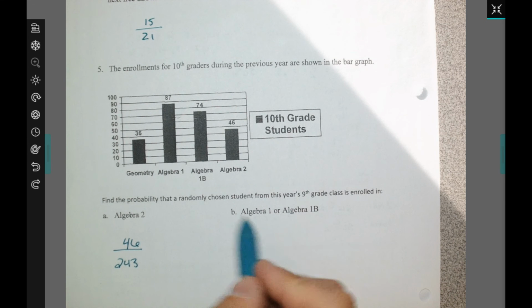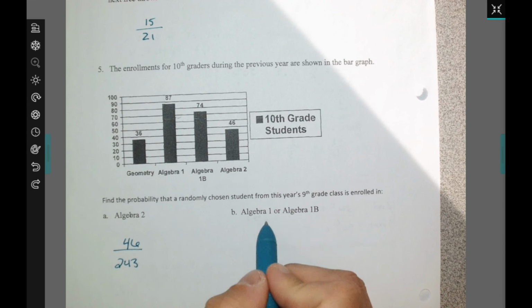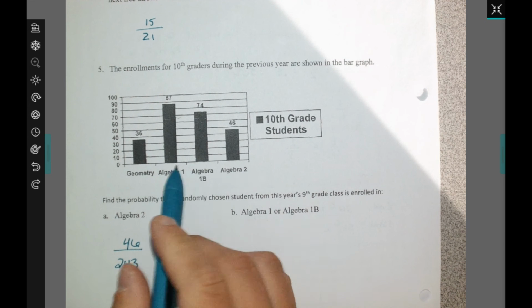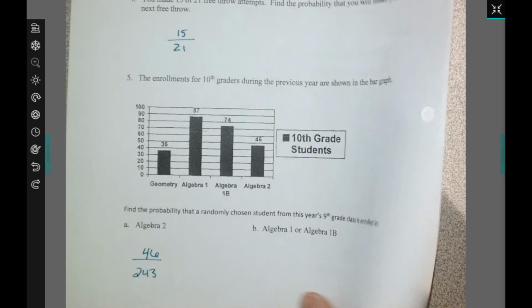So for B, again, you'd find your total number of students, and you want Algebra 1 or 1B. So you'd add the 1 and 1B together, make your fraction.